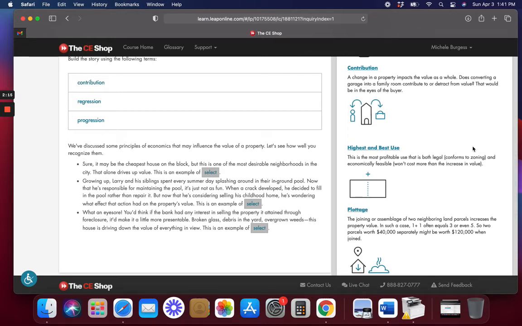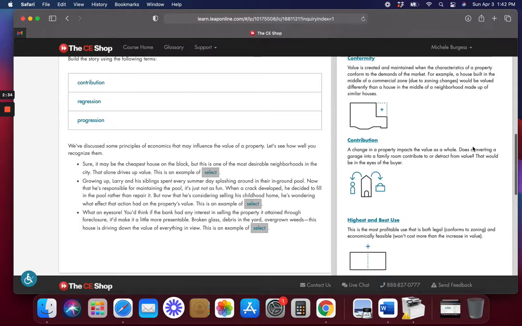Contribution. A change in the property impacts the value as a whole. Does converting a garage into a family room contribute to or detract from value? I mean, that would be in the eyes of the buyer. If somebody needs a garage more than they need a family room, then it depends on what you need, right?